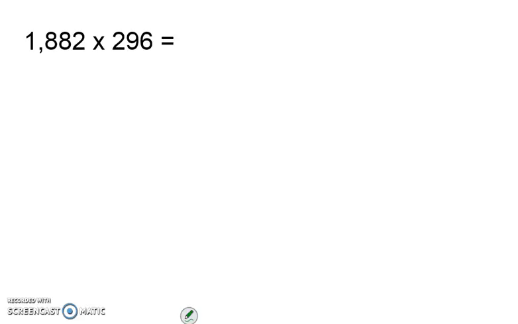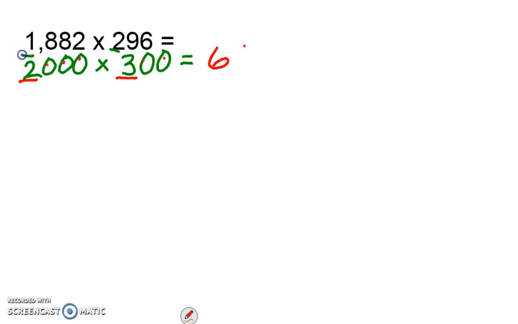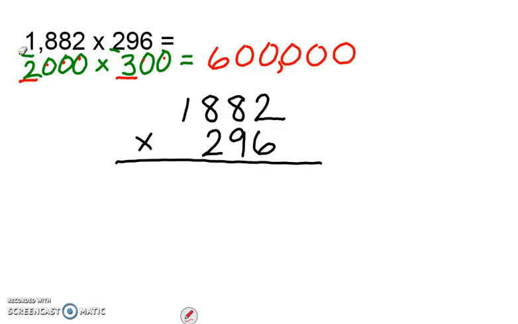1,882 times 296. First, I'm going to make a quick estimate. 1,882 is about 2,000. 296 is about 300. I'm going to use a basic fact. 2 times 3 gives me 6. 1, 2, 3, 4, 5. Place my comma. My answer should be about 600,000. Now I'm ready to multiply.